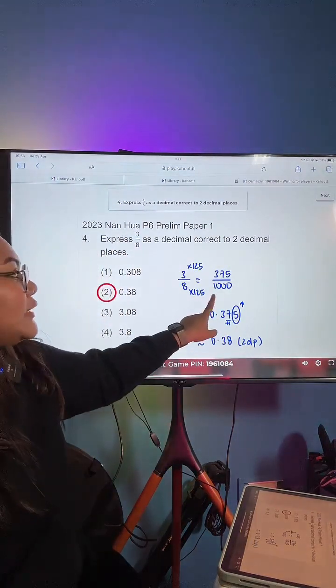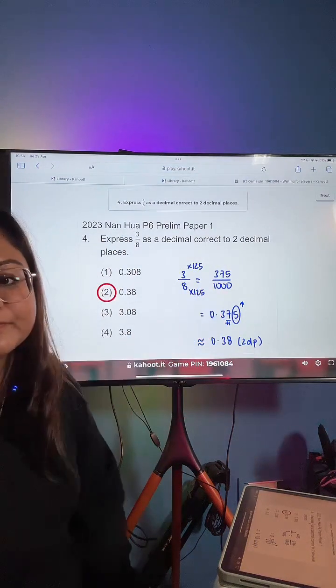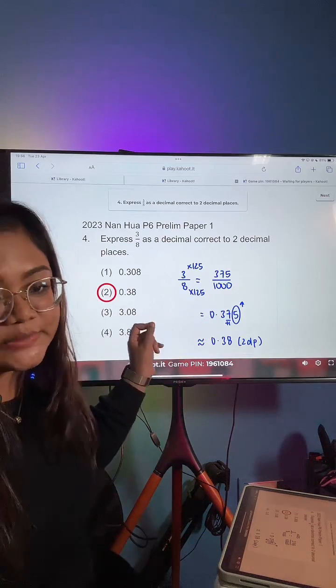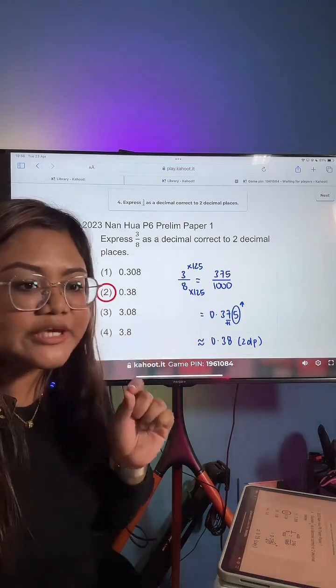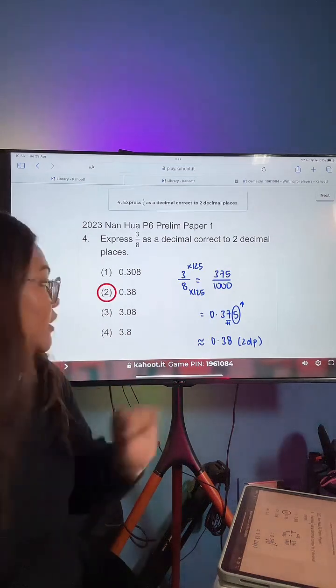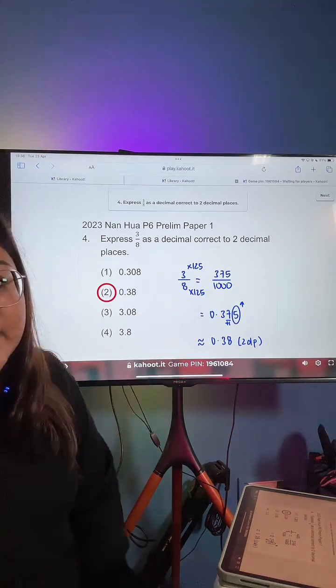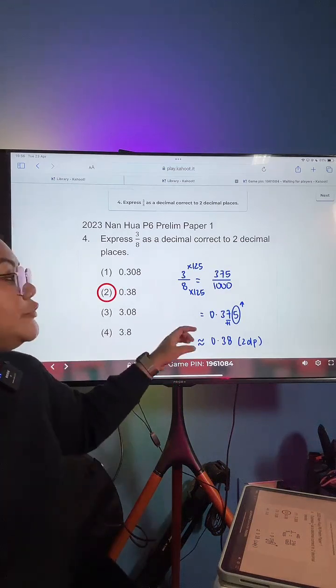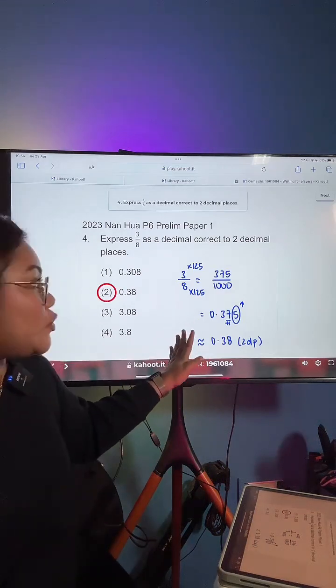I can only change to 1,000 by multiplying by 125. Okay? This is also relevant to our foundation students. Those in P6 foundation, this is also relevant for you, okay? Now, for those of you who want to use process of elimination, that is also easy.